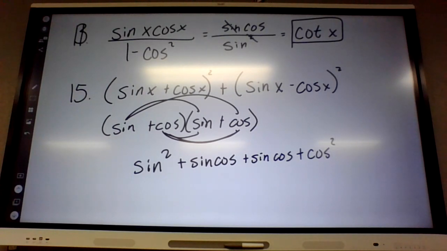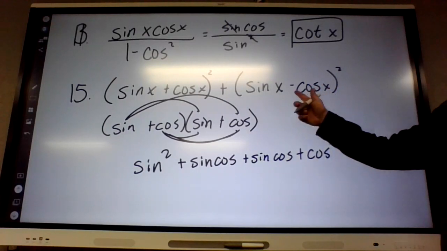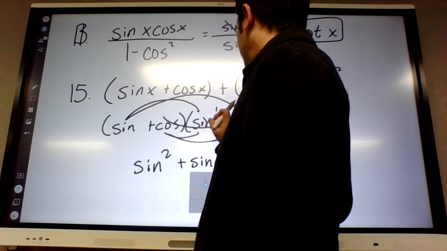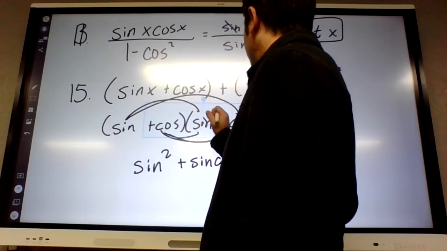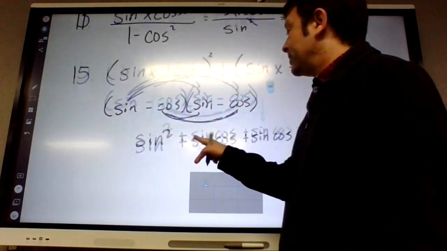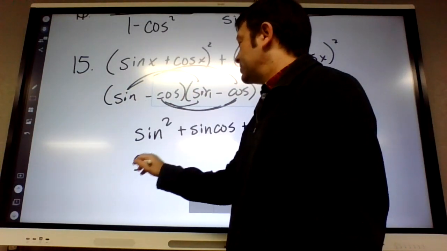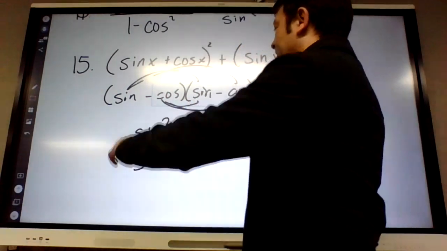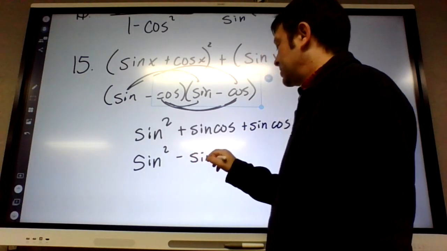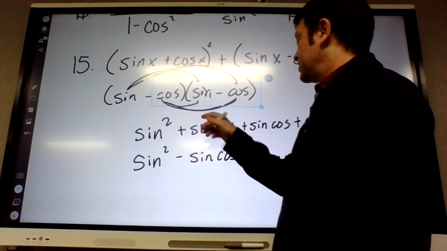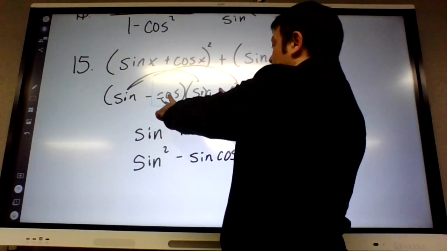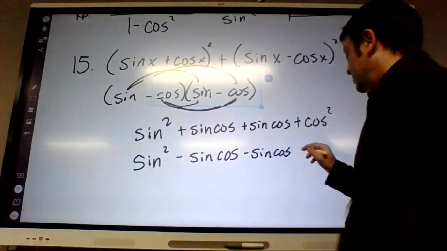So this one's almost the same except there's a minus right there. So I'm going to put a little minus right here. It's not going to change a lot. You'd still have sine times sine, so it's still sine squared. On the outside, we have sine times negative cosine, so it's minus sine cosine. On the inside, same thing, minus sine cosine. But on the last, we have negative times negative, so it's positive.